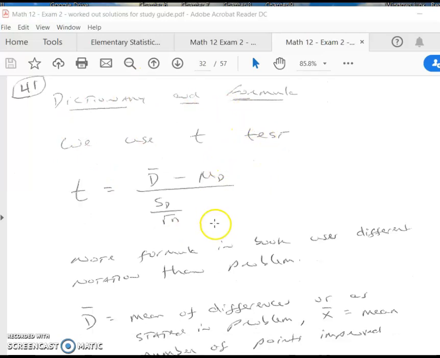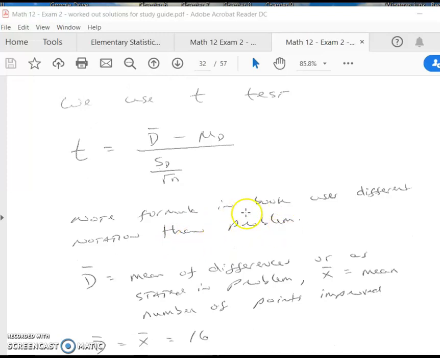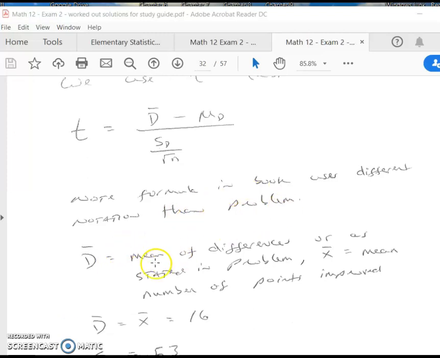We're going to use the t-test. Here's the formula right out of the book. Then I made a note to myself, hey, listen, the formula in the book has slightly different notation than in the problem, but I can handle it. D bar, that's the mean of the differences, or as stated in the problem, that's my X bar. That's the mean number of points improved.